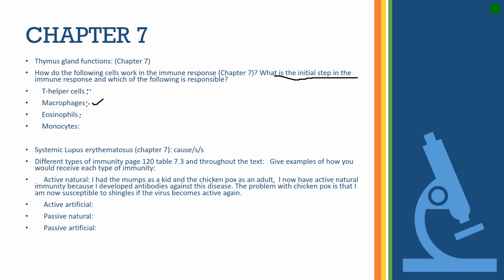Natural passive, antibodies pass directly from mother to child. It's temporary. And then artificial passive, antibodies injected into the person to provide temporary protection. And this would be like a gamma globulin. If you have been exposed to a needle stick and it's high risk, then they would give you that. So know the different types. Have some examples there, okay?